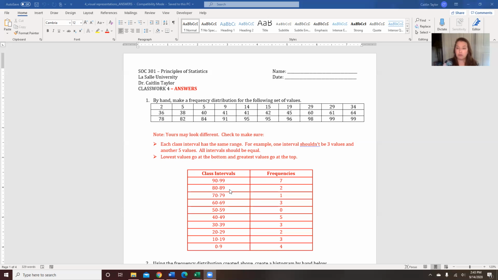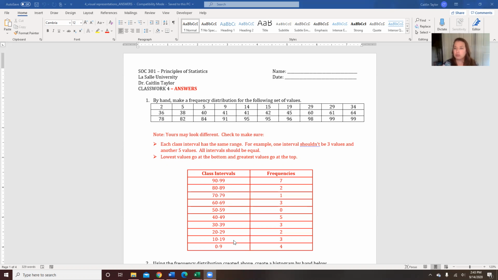And if you are trying to figure out how many rows to have, a helpful tip is to calculate the range and then divide the range by the number of rows you want. So here our highest value is 99 minus our lowest value is 2. That gives us a range of 97. If you said you want about 10 rows and you divide 97 by 10, that gives you 9.7. Round that up to 10, that tells you that if you do each class interval of around 10 values, you're going to get about 10 rows.